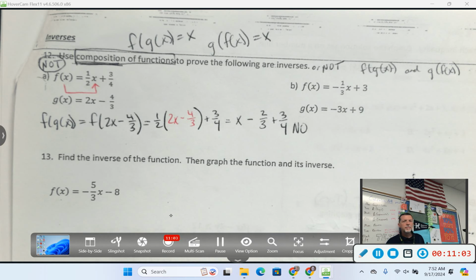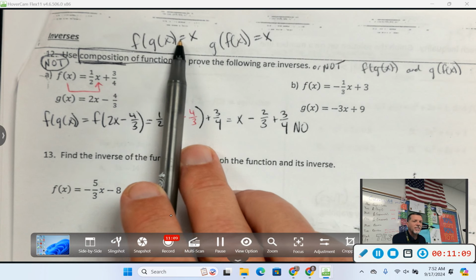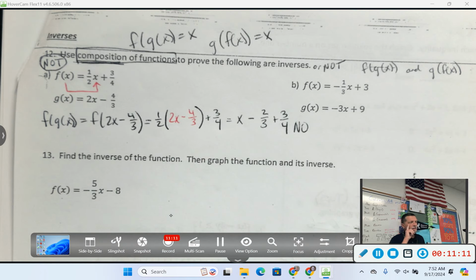What is x equal? It doesn't matter what x equals. What matters is what f of g of x equals. So you shouldn't get it. If it doesn't get all the way down to x, then it's not an inverse.